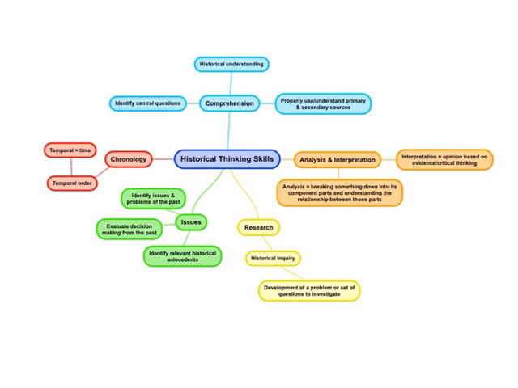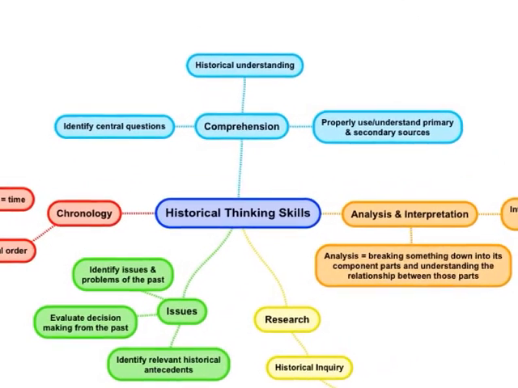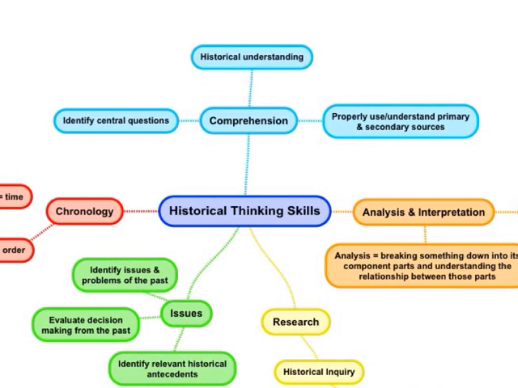Here we're going to talk about step 2, comprehension, and step 3, analysis and interpretation, simultaneously because they both interrelate so much. But let's start with comprehension. Comprehension involves basic historical understanding, okay? You're going to identify central questions such as what were the causes of the Revolutionary War, or what were the effects of the Civil War.